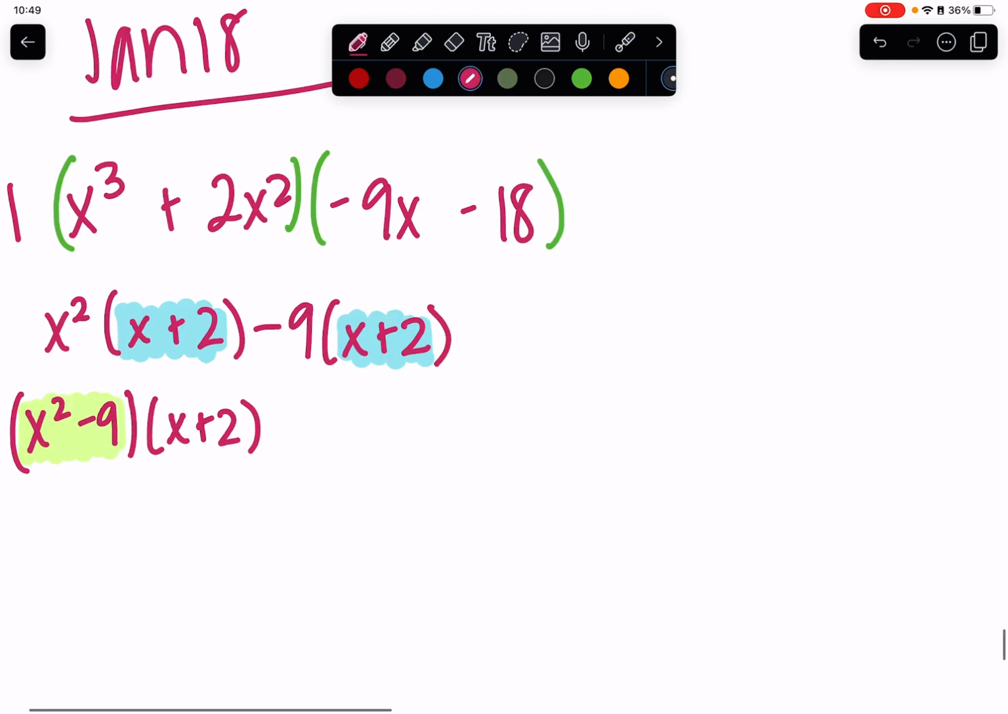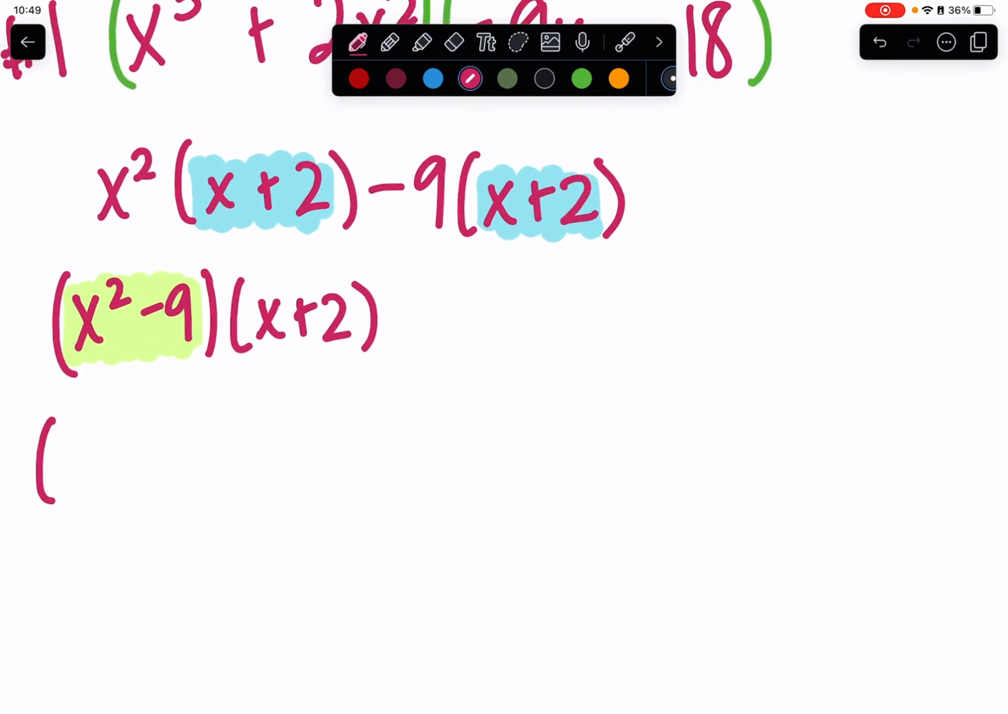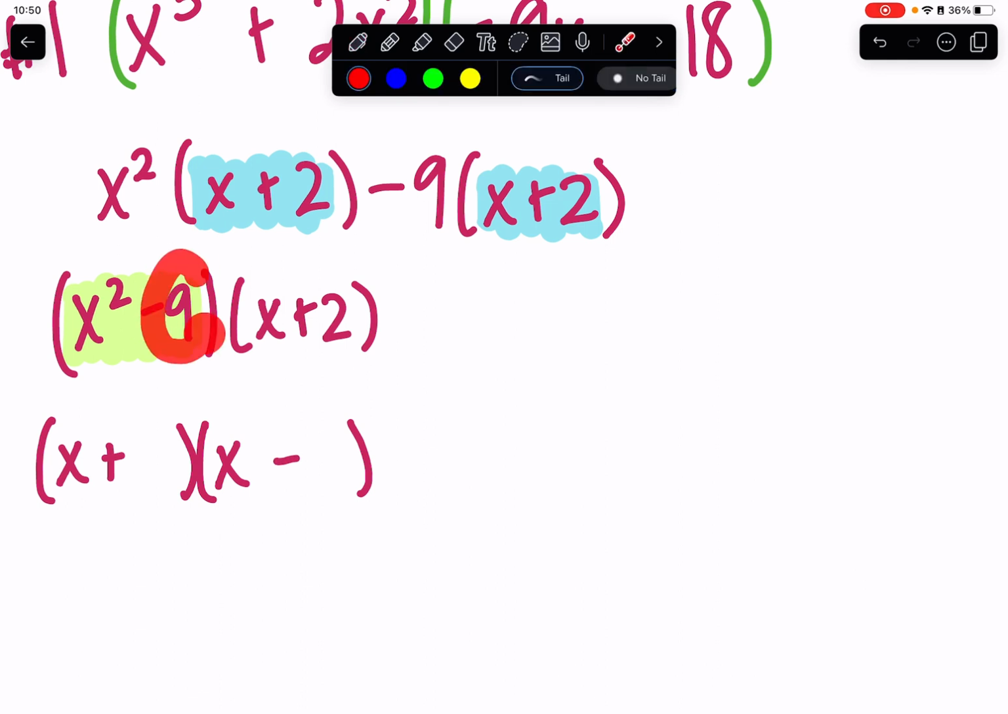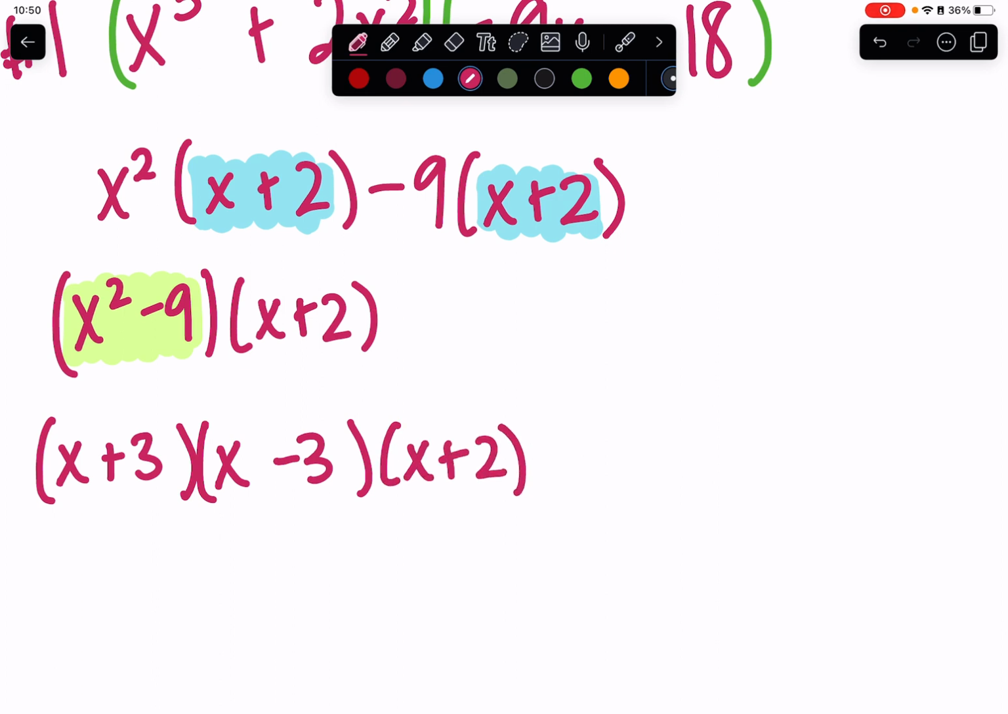So what we do with that is we take the square root of the first term. The square root of x squared is x. So that is the first term in my parentheses. Then 1 is a plus, 1 is a minus. And then we take the square root of the second term. The square root of 9 is 3. So x squared minus 9 factors to x plus 3, x minus 3, and then x plus 2. And now this is your final answer, right?